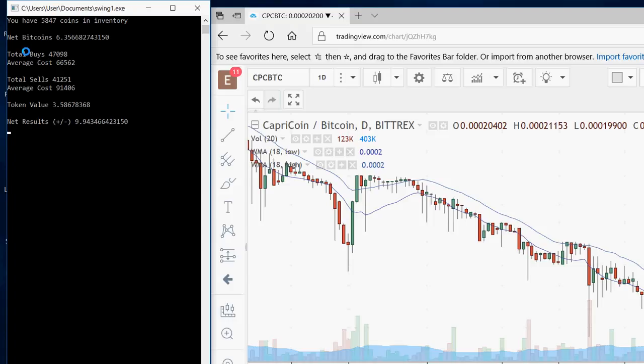Gain of plus 9.9 Bitcoins overall. You'd have like 6 Bitcoins net plus. So basically, of course, what your initial investment would be as well. So if you started with 5 Bitcoins, you'd have 11. Total buys, we can see 47,000 buys, 41,000 sells. 66,000 is the average buy price. 91,000 is the average sell price. That's the whole profit, buy low, sell high. Tokens would be worth 3.58.